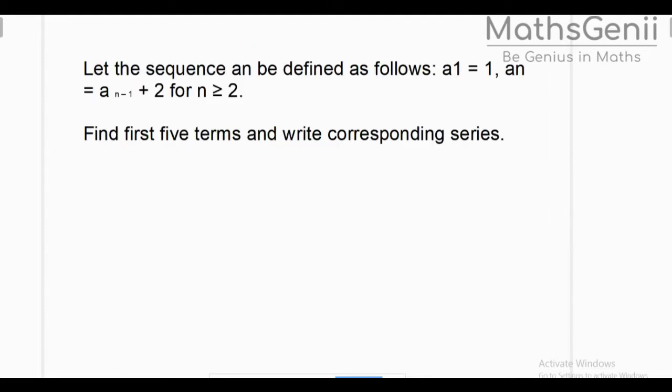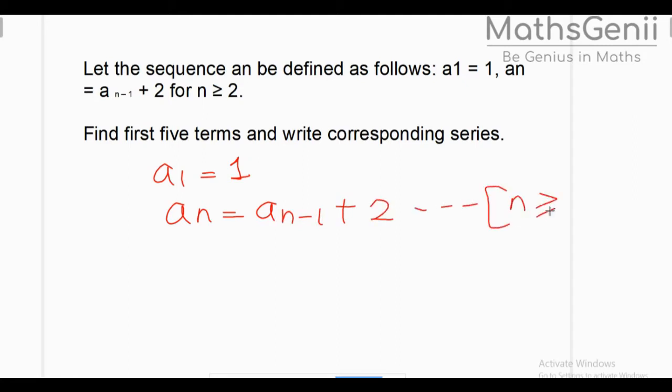Now let the sequence be defined as a1 is equal to 1. So in the question, he has given you a1 is 1. And the sequence formula is defined as an is equal to an minus 1 plus 2, where n will start from 2 and n is greater than 2. So whatever value of n you are going to have will be greater than or equal to 2, so on and so forth.